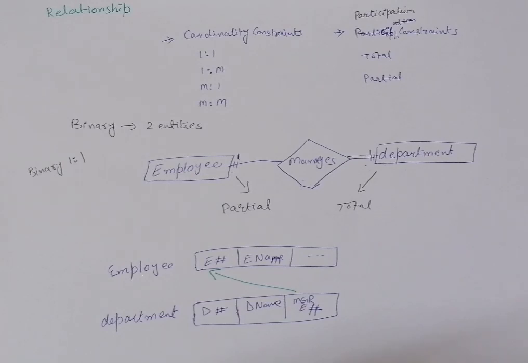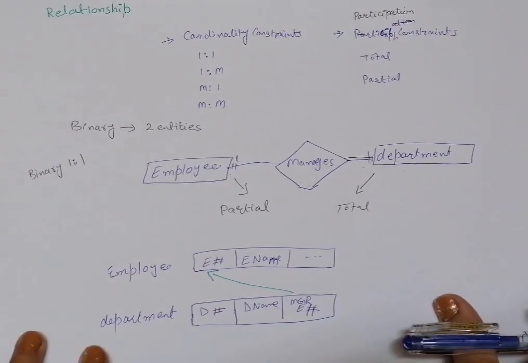So this is how we manage a binary one-to-one relationship in a relational model. This is case number one. I repeat it again. In case of binary one-to-one, the primary key of the partial participant will become the foreign key of the total participant. Okay, so this is how you will represent it.